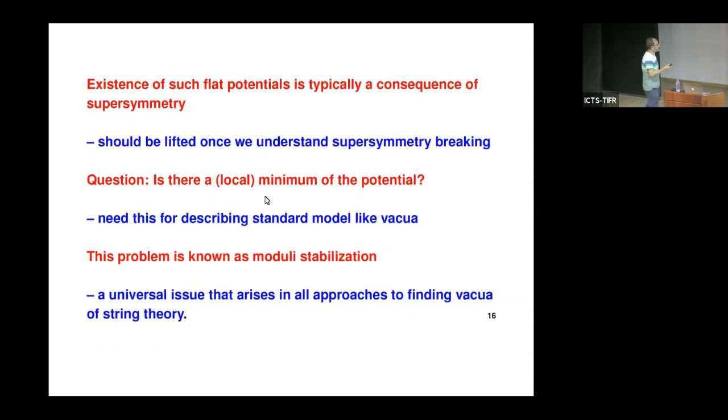Now, the existence of such exactly flat potentials is typically a consequence of supersymmetry. And one expects that once supersymmetry is broken, these flat directions will be lifted. They will not remain. The potential will start depending on the vacuum expectation values of these fields. So then the question becomes, once supersymmetry is broken and the flat directions are lifted, is there a local minimum of the potential? And this is certainly needed if we want to describe standard model like vacua, because we need some point where all the fields are getting fixed. So this problem is known as moduli stabilization: how to stabilize the moduli, which remain flat at least before you study supersymmetry breaking. And this is in fact a universal issue that arises in all approaches to finding vacua of string theory. And we will say more about this later in this talk.